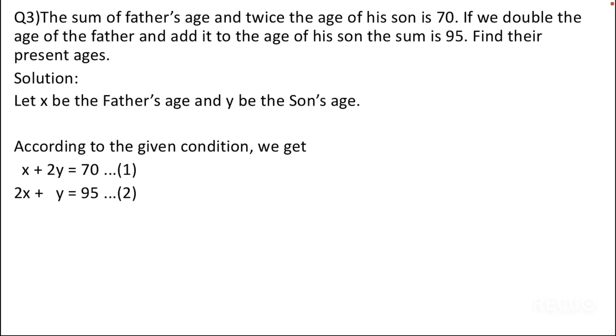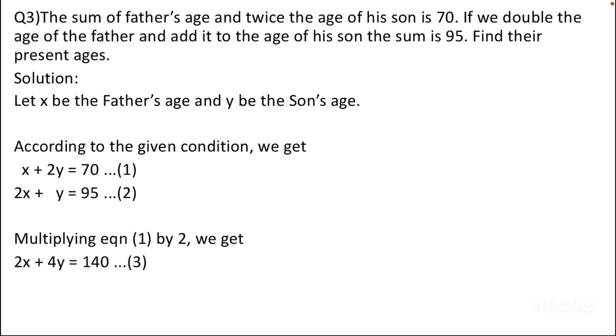Now using these two linear equations we will be solving them simultaneously and we will find the answer of x and y, that is the age of father and son. So we will multiply equation 1 by 2. So here we are multiplying equation 1 by 2. So we get 2x plus 4y is equal to 140. This is our third equation, and our second equation was 2x plus y is equal to 95.